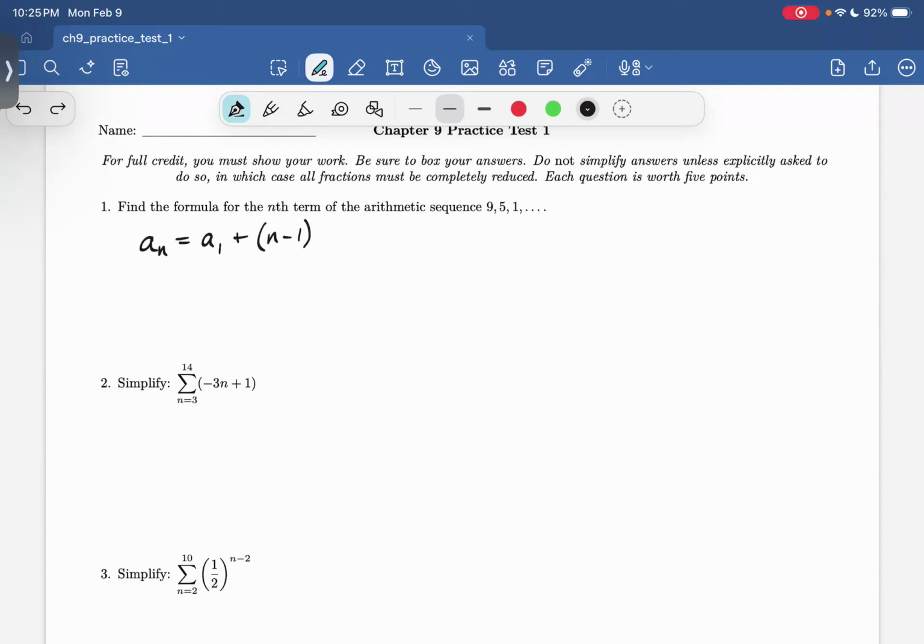So in this case, a1 is 9 because that's the first term, and d is going to be equal to -4. So that would be our equation. I'm totally fine with you leaving it like this. We could have also simplified this to be 13 minus 4n.